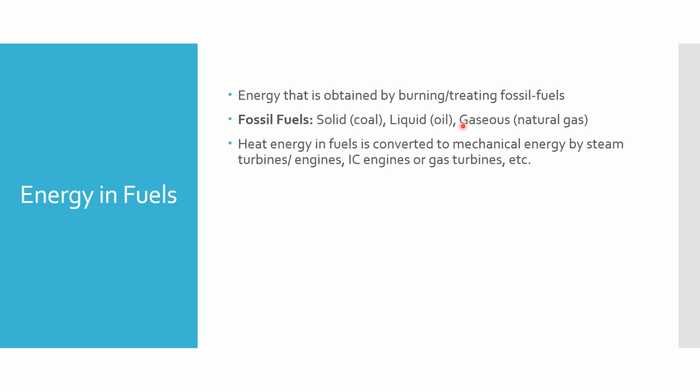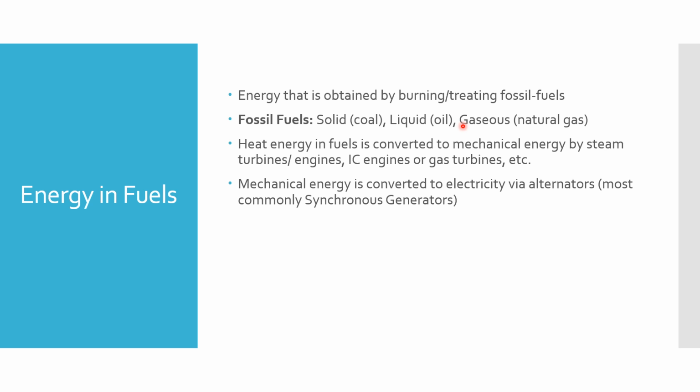The heat energy in fuels is converted to mechanical energy by steam turbines or engines, IC engines, IC is short for internal combustion engines, which you find inside your cars, or gas turbines. These turbines can convert the heat energy which is inside these fuels into mechanical energy. By mechanical energy, I mean that the shaft of these turbines rotate. These shafts are then coupled to generators which rotate to produce electricity. So mechanical energy is converted to electricity via alternators, which are most commonly synchronous generators.